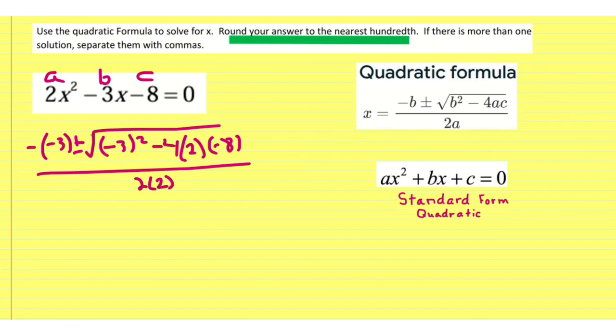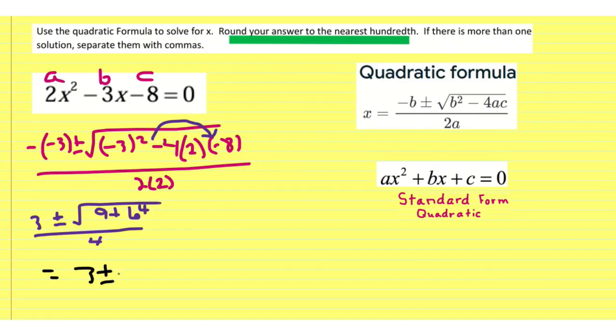Okay, so let's just work it down. Negative 3, so positive 3, plus or minus the square root of 9. Negative 3 squared is 9. And then we've got a negative times a negative again, which turns it into a positive. Then 4 times 2 is 8, and 8 times 8 is 64. And on the denominator, 2 times 2 is 4. So that is going to be equal to 3 plus or minus the square root of 73, all over 4.